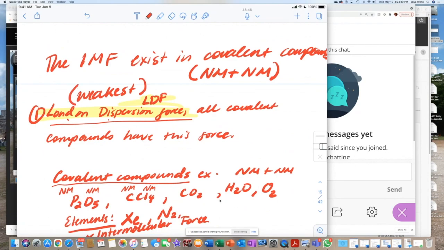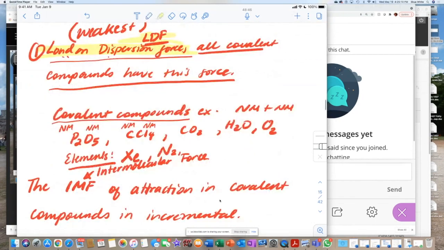The weakest of the three forces we're looking at is London dispersion force, LDF. All covalent compounds will have this force. Now we're talking about once the compound is made, this is not the force, the bond. No, no, no. The bond is something else. Covalent bond is what makes the compound. Once the compound is made, one compound will attract another compound, or one element will attract another element. So we're seeing here that London dispersion force exists in all covalent compounds.